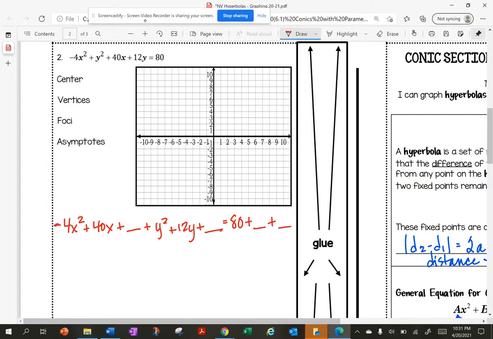Okay, first I want to factor out a negative 4 from the x terms because I want a 1 in front of my squared terms. So I'm going to factor out a negative 4. So I have x squared minus 10x plus something, plus y squared plus 12y plus something equals 80 plus the two things I'm adding.